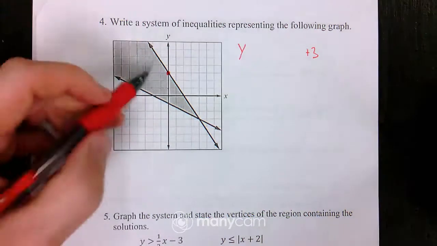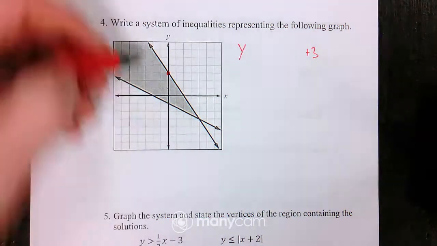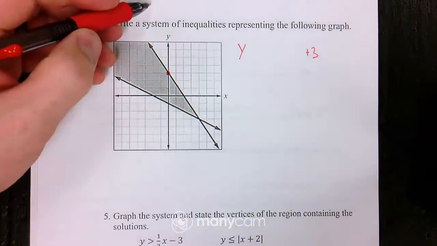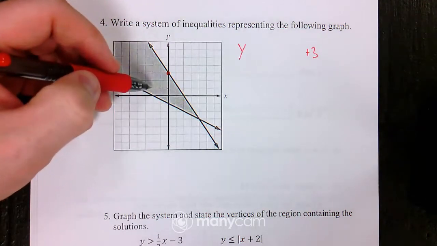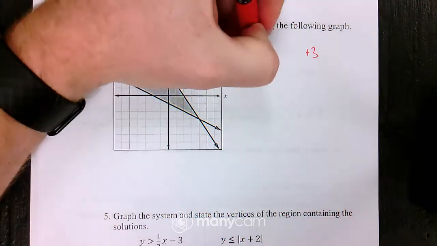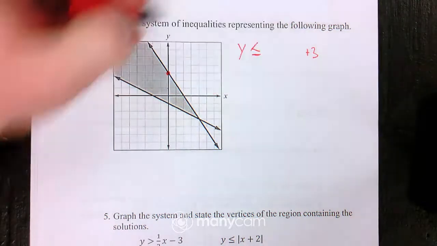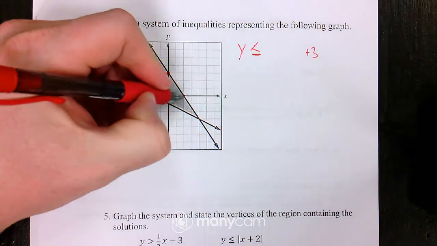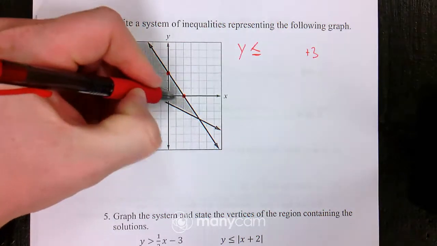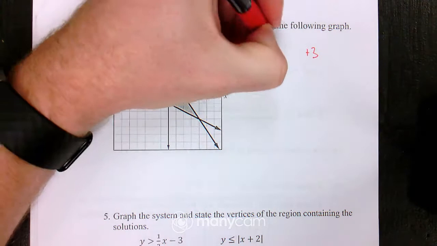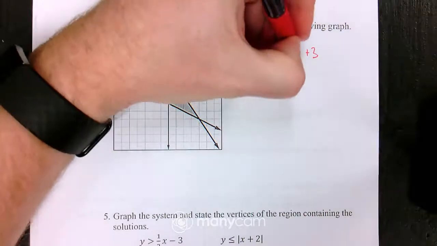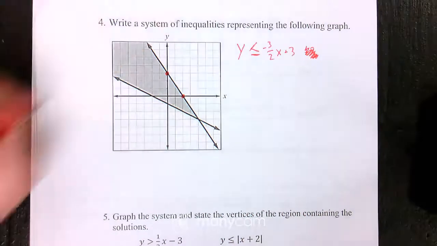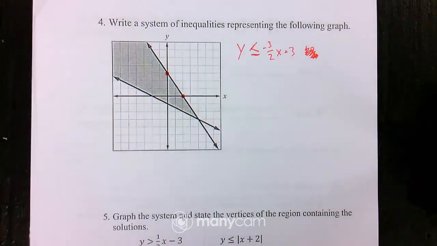It's going to be y. Is it a solid line? And is it filled on the top or the bottom? Well, it's filled underneath it. So it's less than or equal to because it's a solid line. And then what's my slope? Let's find another point. Here's another point. That goes down 3 over 2, so that's negative 3 over 2x plus 3. Make it look pretty. Alright, simple enough.